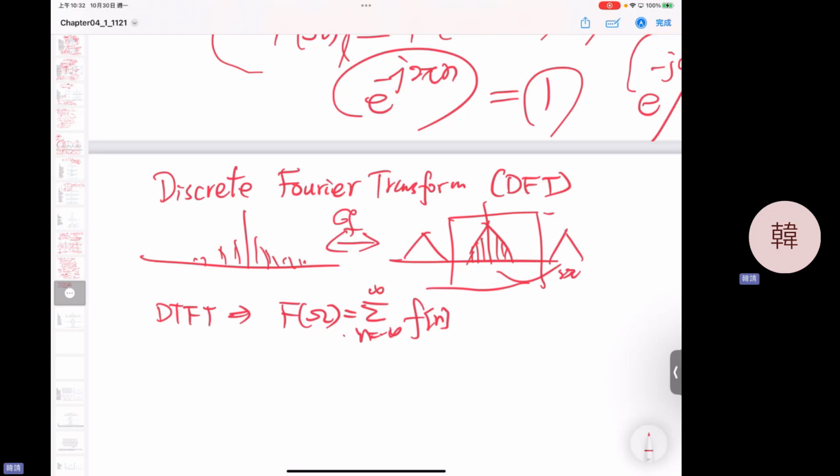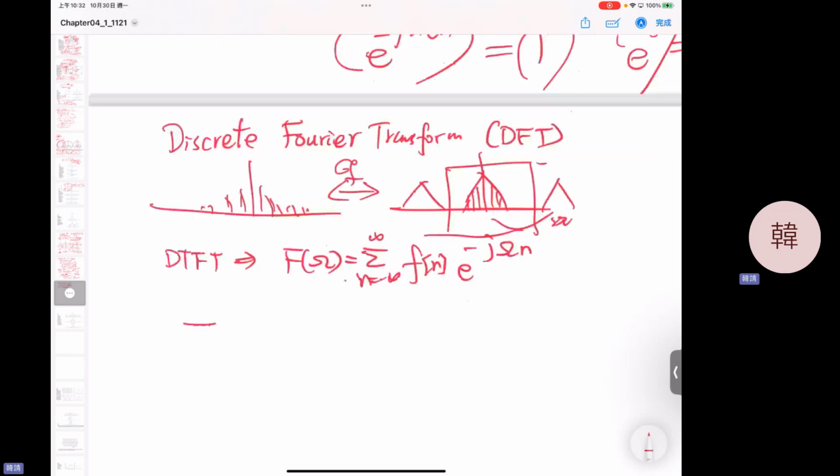So what can we do? We are going to sample our spectrum, the continuous spectrum, to become a discrete spectrum. So how to do that? We just use this to represent the continuous parameter. I'm going to sample it, and k is my new parameter in the Fourier domain. So from 0 to maybe n points. So it becomes like this.